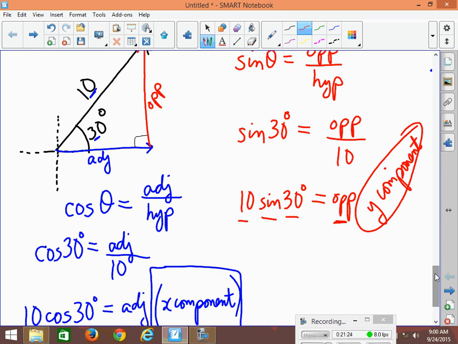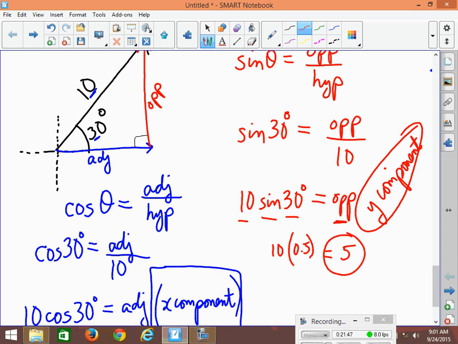There we go. We can calculate the numbers, right? 10 sine 30 is equal to 10 times 1/2. Sine 30 is 1/2. So this is equal to 10 times 1/2, which is 5. So we now know that the opposite side, or the y component, is equal to 5.